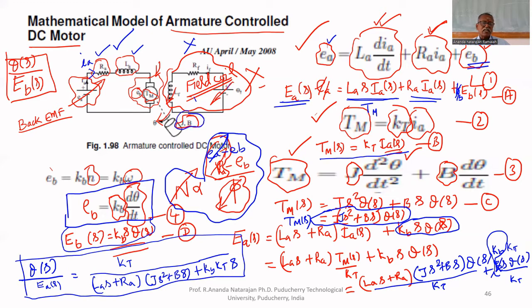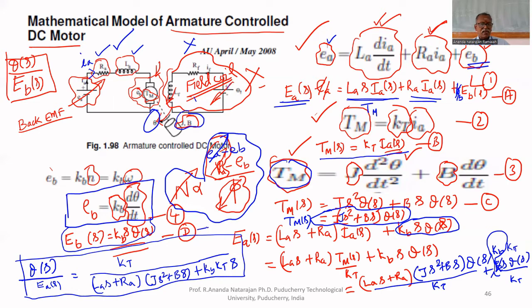We know that this armature is connected to a load whose inertia is J, dashpot constant is B. That's why the mechanical torque equal to J d square theta by dt square plus B d theta by dt, because theta is the displacement. If you take Laplace transform, Tm of S equal to J S square theta of S plus B S theta of S. If you substitute in EA of S equal to (LA S plus RA) into IA of S plus back EMF equal to KB S theta of S.